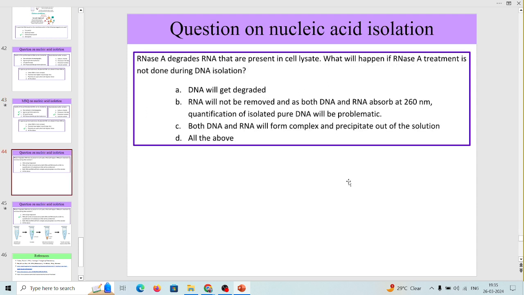Then we have one more question. It is about RNase A. What happens if you forget to add RNase A to the cell lysate, and you are trying to isolate DNA? What is going to happen? Try to think and give the answer.